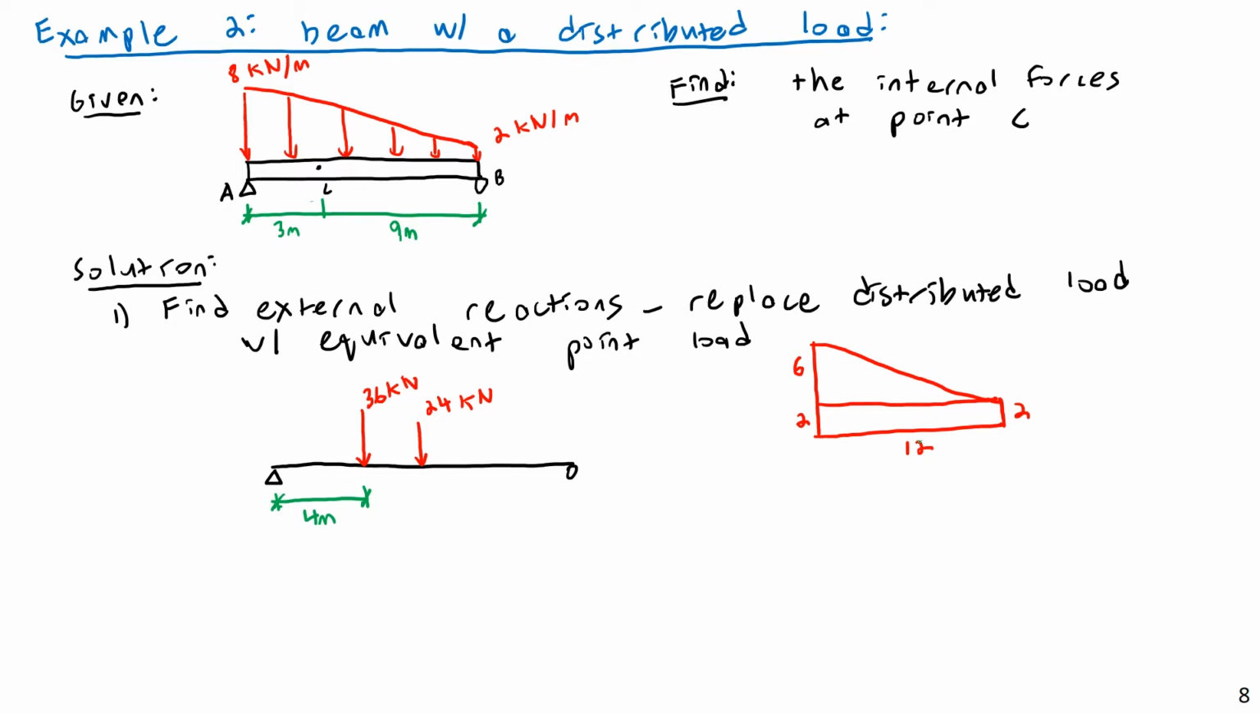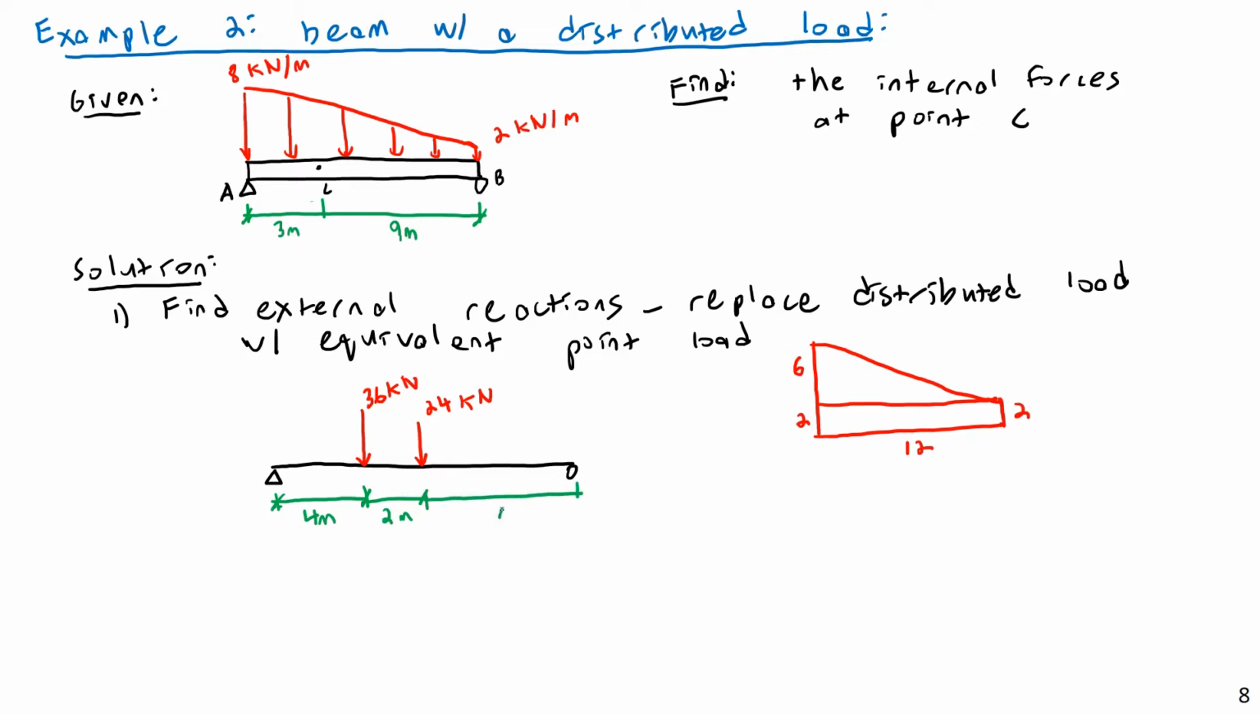Then the centroid of the rectangle is very simple, that's just right in the middle. That would be 6 meters from the left, which means since we're already 4 meters here, we would need just an additional 2 meters here. And that will allow us to firmly locate where the centroids of our equivalent point loads are.